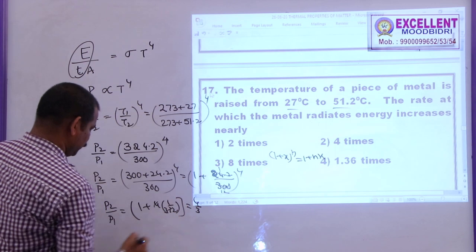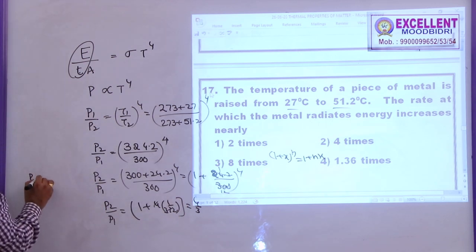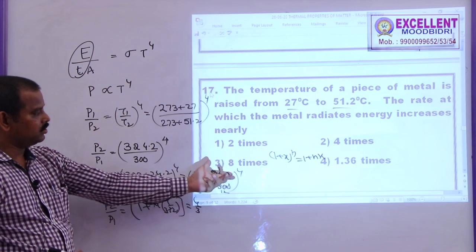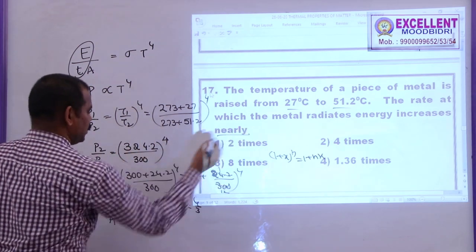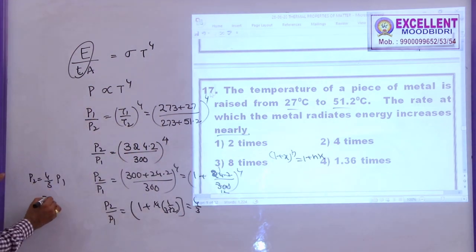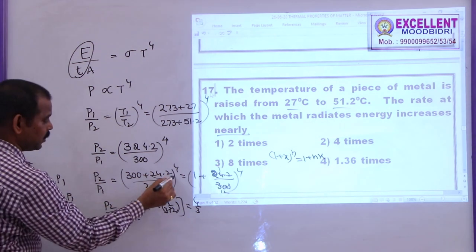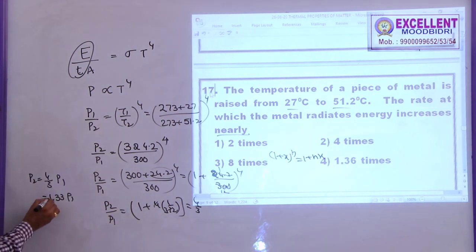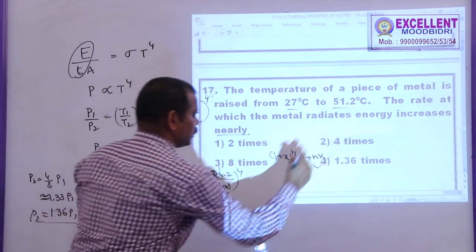4 by 3. So P2 will be 4 by 3 times of P1. This is not the exact value, nearest value. So they are asking that's why nearly. So what is 4 by 3? This is 1.33 P1. As this value is not exactly 25, so the nearest option is 1.36 P1. So power is given by, so option 4 is correct.